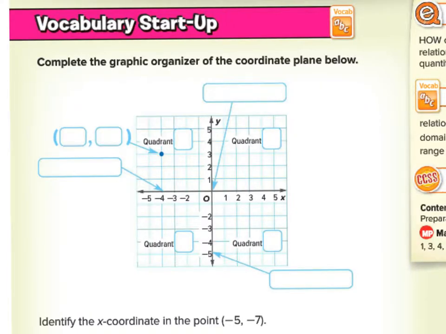Okay, let's explore the vocabulary before we move on. Here you can see that we have our graph or a coordinate plane. So let's complete the graphic organizer of the coordinate plane below. Here we have, for example, right in the center, what do we call this? Right where the 0, 0 meet. We call that the origin.